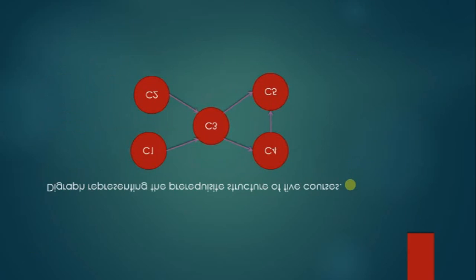So this is the diagram representing the prerequisite structure of the 5 courses. C1 and C2 have no prerequisite. C3 requires C1 and C2. Then C4 requires C3. C5 requires C3. C5 requires C4.